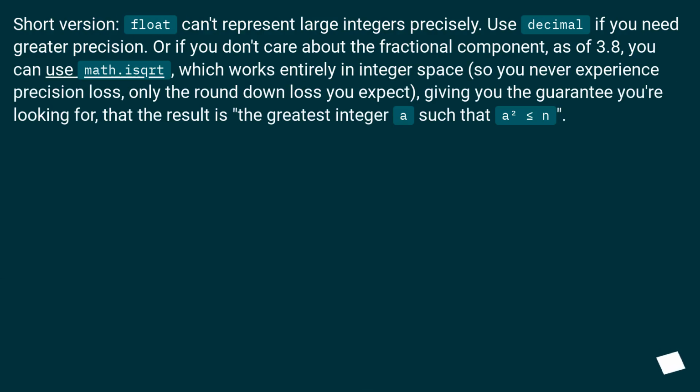Short version, float can't represent large integers precisely. Use decimal if you need greater precision. Or if you don't care about the fractional component, as of 3.8, you can use math.isqrt, which works entirely in integer space, so you never experience precision loss, only the round-down loss you expect, giving you the guarantee you're looking for, that the result is the greatest integer a such that a squared is less than or equal to n.